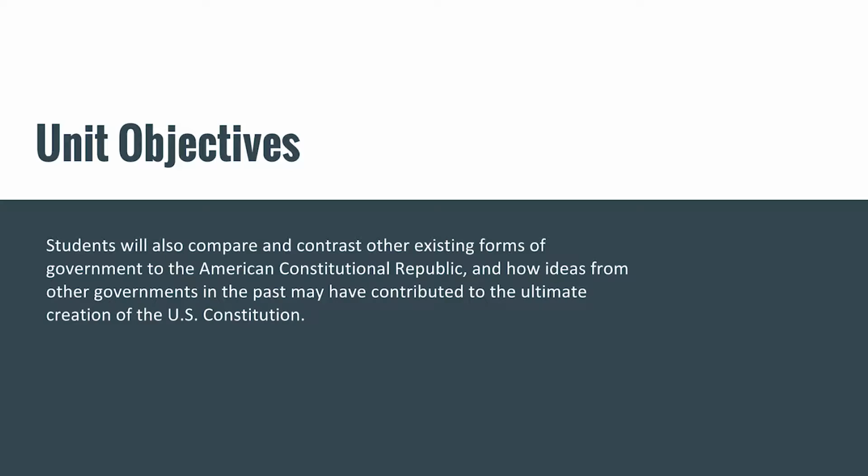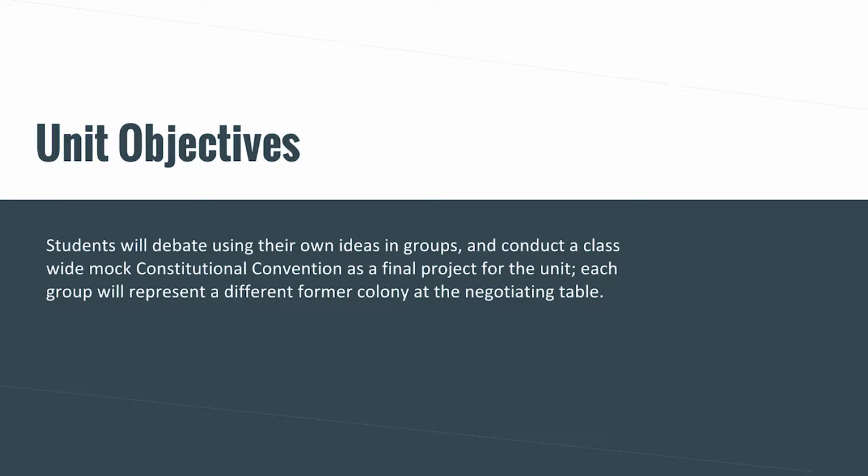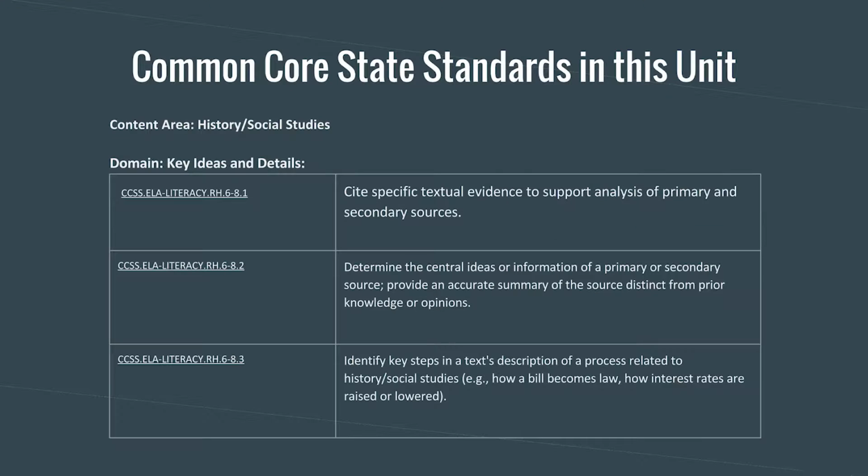Students will also compare and contrast other existing forms of government to the American Constitutional Republic and think about how ideas from other governments in the past may have contributed to the ultimate creation of the U.S. Constitution. Students will demonstrate their knowledge through class presentations on the long-reaching effects of the U.S. Constitution on world governments. And finally, students will debate using their own ideas in groups and conduct a class-wide mock constitutional convention as a final project for the unit. Each group will represent a different former colony at the negotiating table.